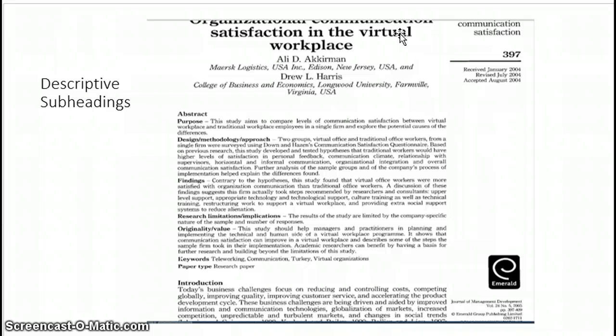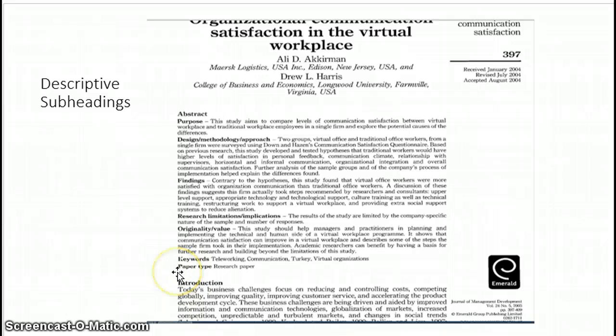Now, literature review is a functional subheading. Authors of traditional research papers usually use functional subheadings. However, some use descriptive subheadings. And what I mean by descriptive subheadings is, at the beginning of the paper, you can see here where they've provided the purpose of the paper, the design of the paper, the findings, the research, the originality, value. They also provide keywords such as teleworking, communication, Turkey, and virtual organizations. You will also see where this paper has the type of paper that it is.